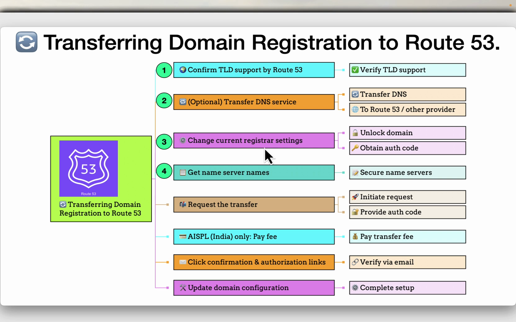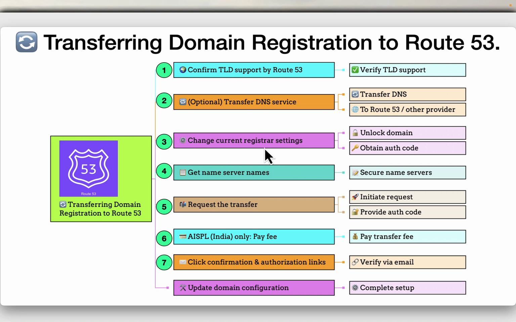So fourth, get name server names. Secure the names of your name servers from Amazon Route 53, which you will need to update your domain configuration. Fifth, request the transfer. Initiate the domain transfer request through the Amazon Route 53 console, providing necessary details like the authorization code. Sixth, this is only for India, AISPL only, pay fee. So customers in India must pay the transfer fees as part of Amazon Seller Services Private Limited requirements.